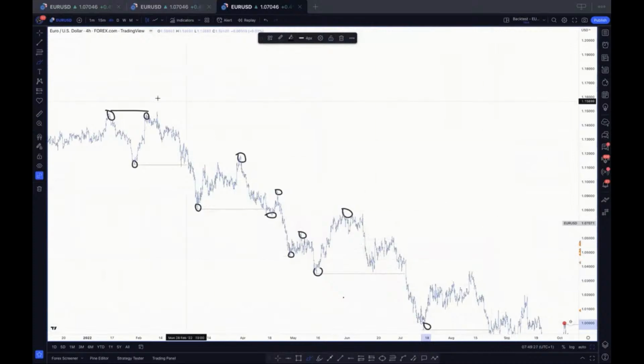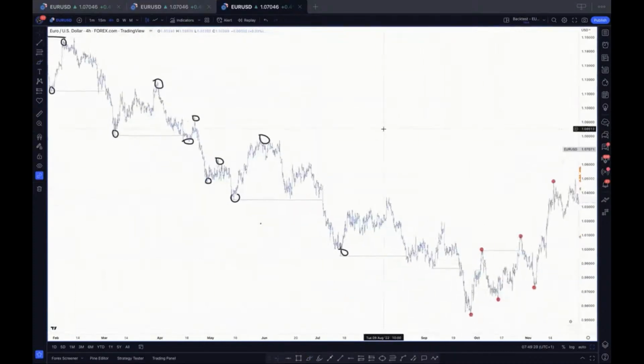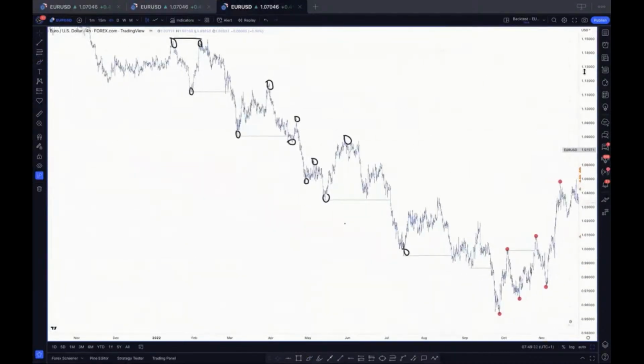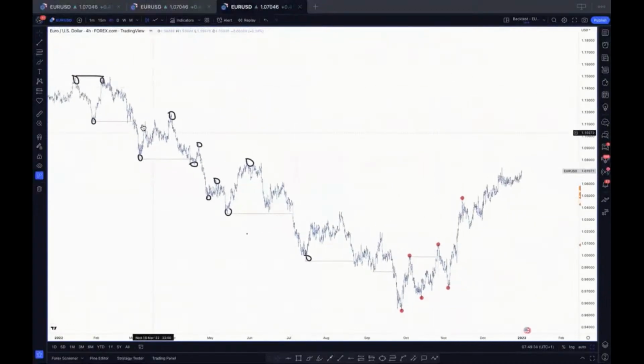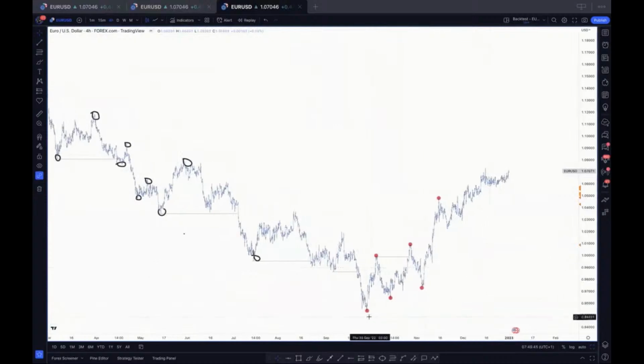So this is how, when you look at the entire structure on the 4-hour since January, you can see that it was a series of lower lows, lower highs, lower lows, lower highs, lower lows, lower highs, and then lower lows. And then around here, this was September, we made the last lower low. And then from here, we can see that the market decided to change from the bearish momentum to the bullish momentum.